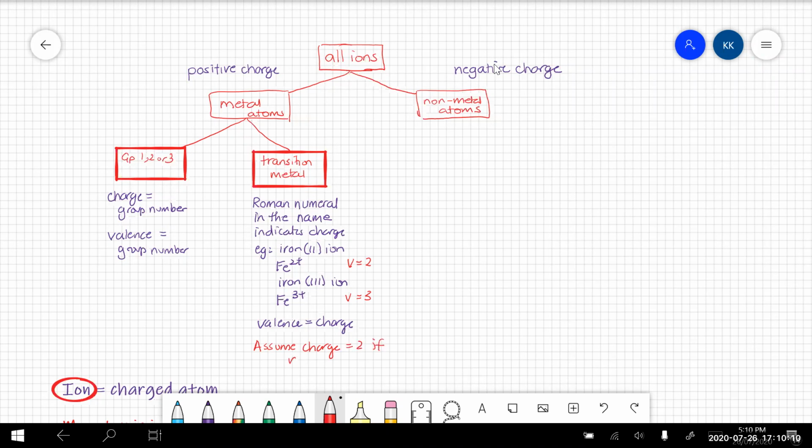I'll try and remember to put the Roman numerals on all the time. There are some that I tend to forget.